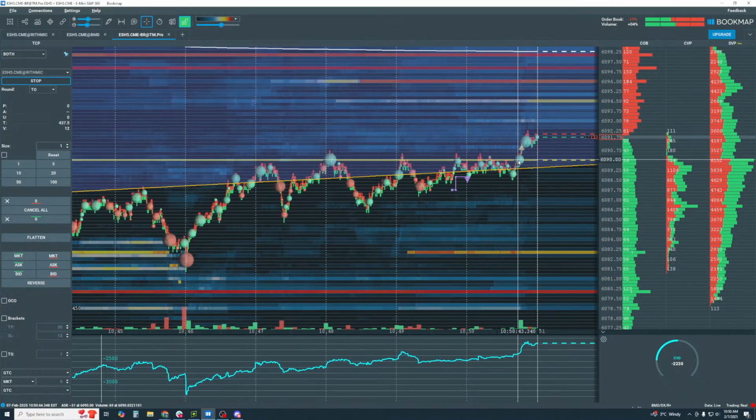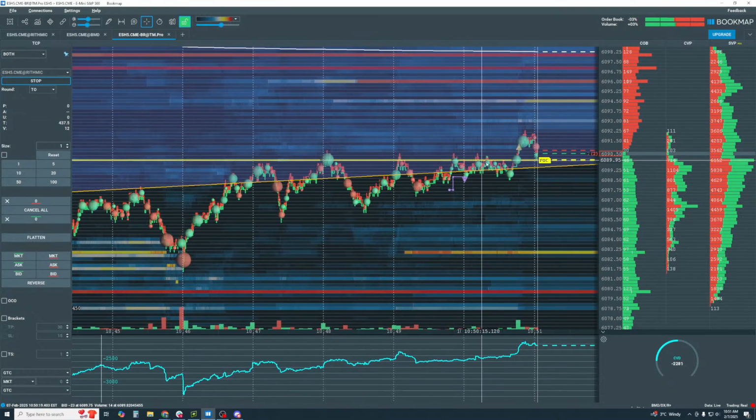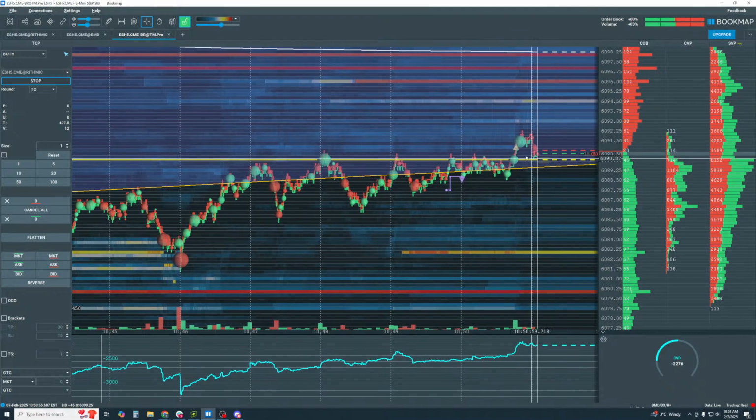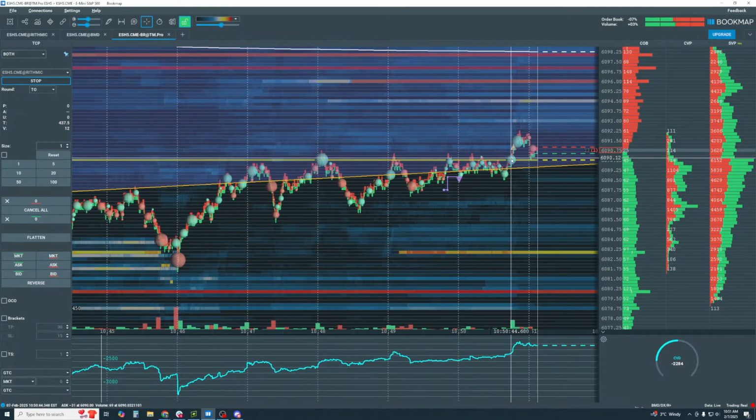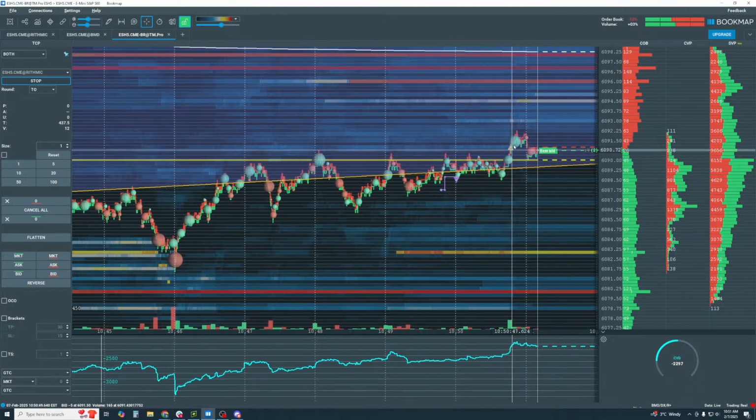And this is what happened instead. It's building buying support, and it's not much in here, but this is something where now I know the buyers have enough power to move it away.